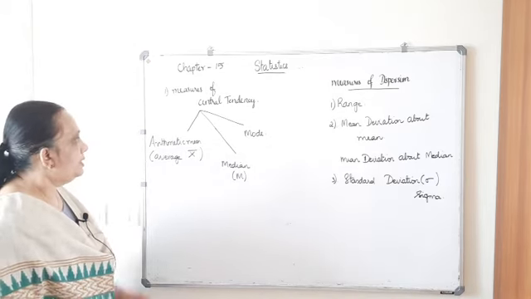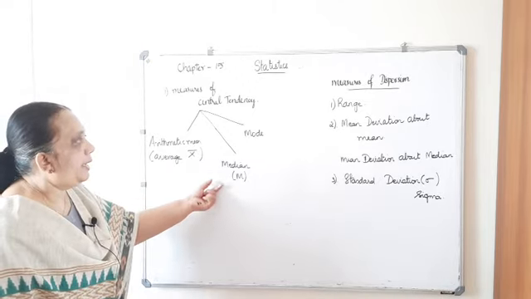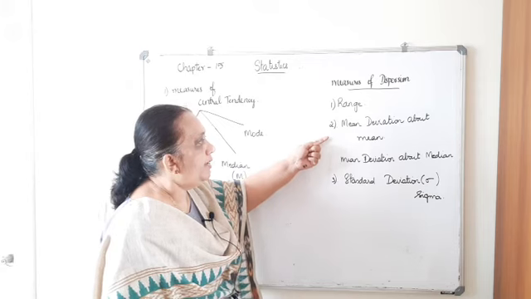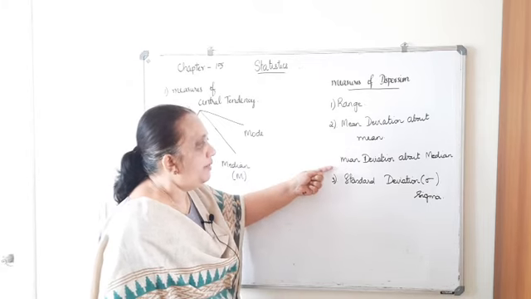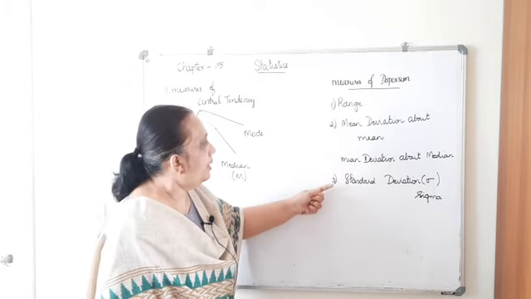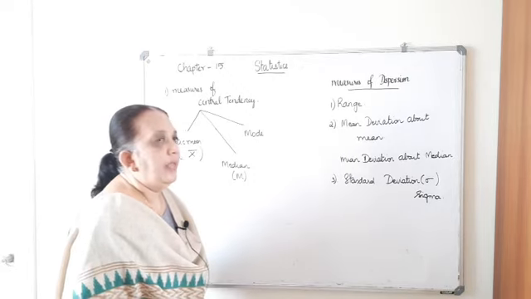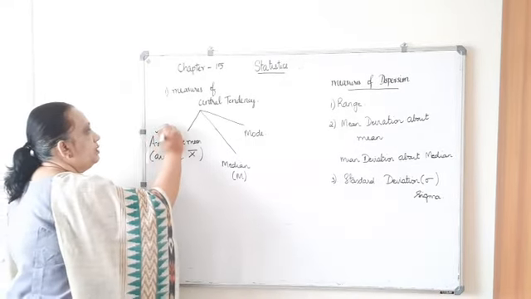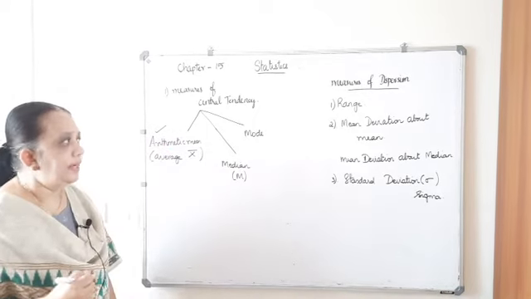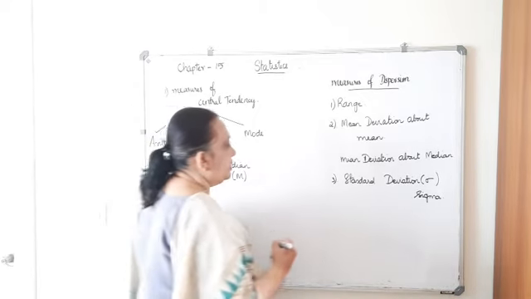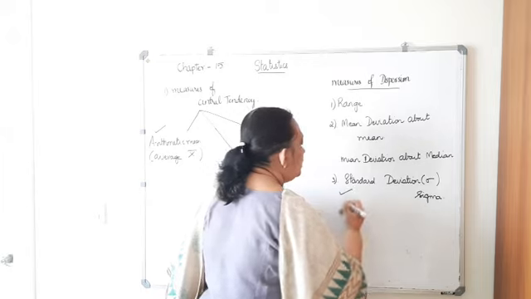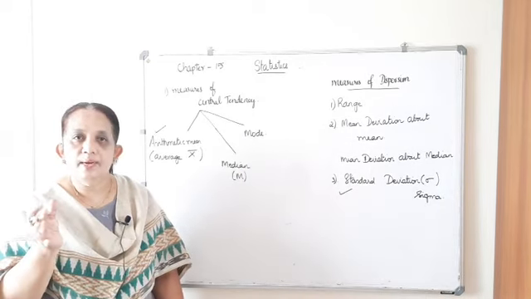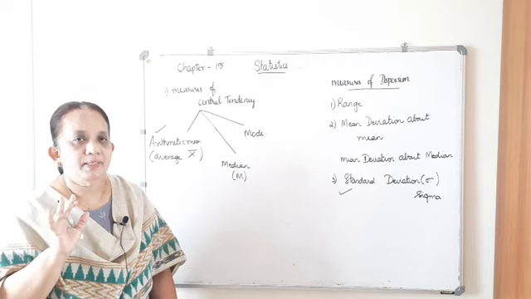Measures of central tendency: arithmetic mean, median, mode. Measures of dispersion: range, mean deviation about mean, mean deviation about median, and standard deviation. Among measures of central tendency, arithmetic mean is considered to be most popular, and among measures of dispersion, standard deviation is considered more popular, more consistent than any other measurement.